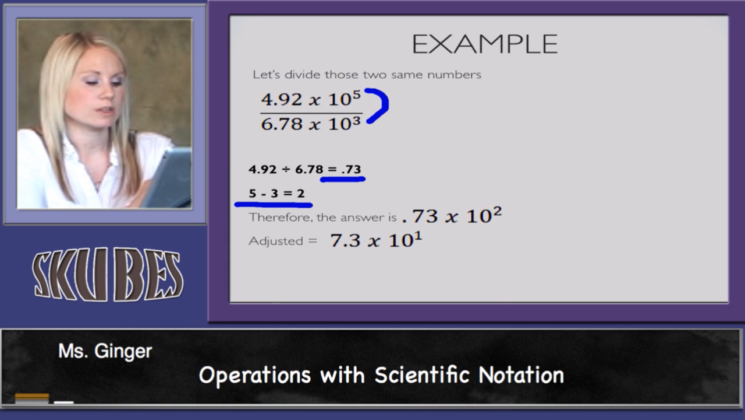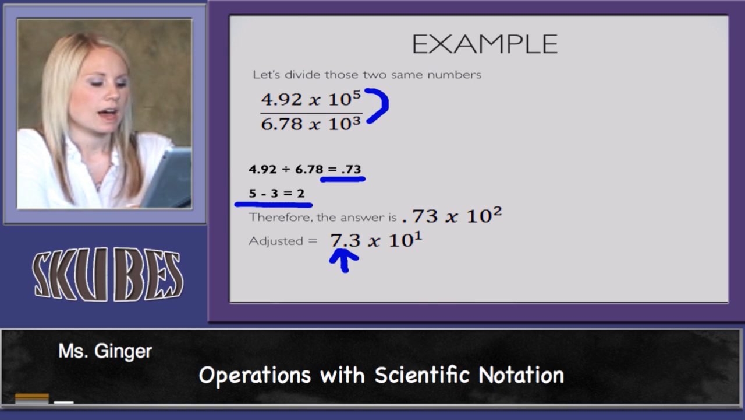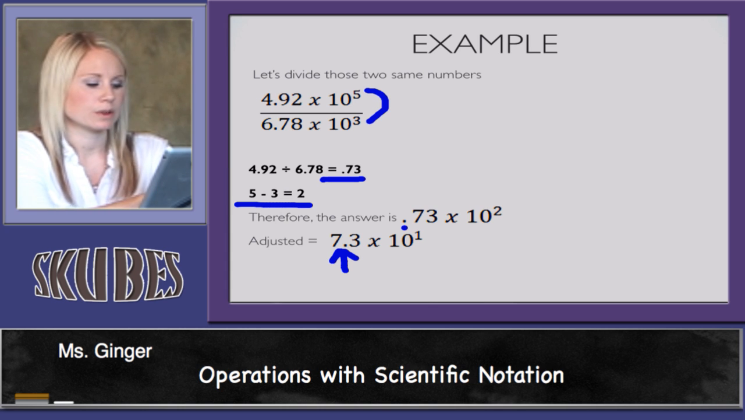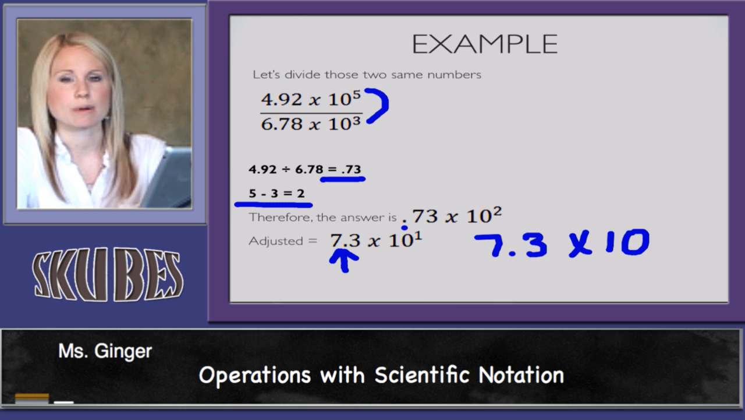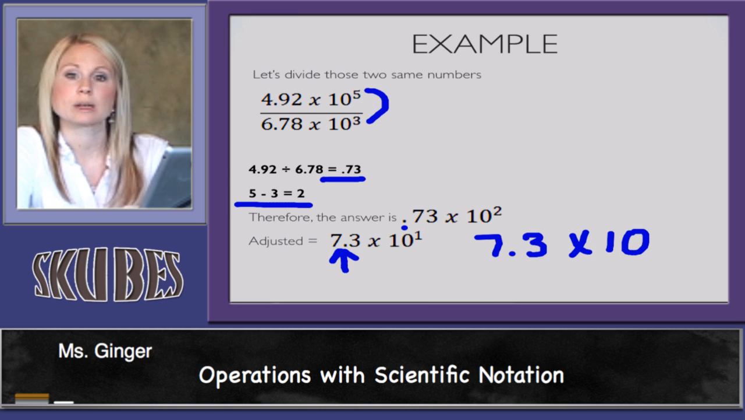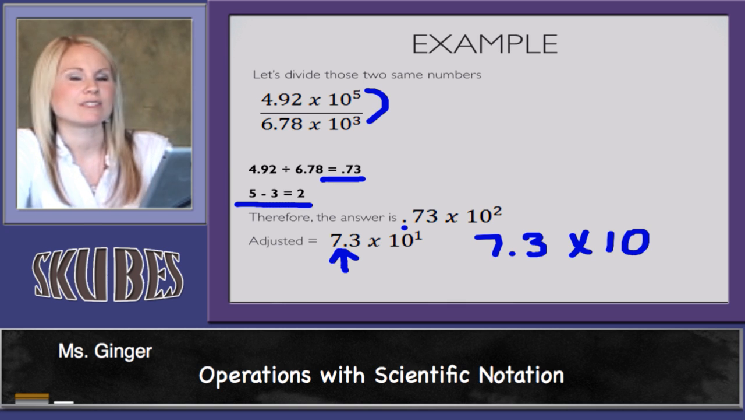But that is not proper scientific notation, so we're going to adjust it, making sure that that decimal is after the first non-zero digit. I had to move my decimal one spot to the right to make this happen. So instead of a power of 2, I'm going to have a power of 1 on my final answer. And you don't have to show a power of 1. Instead, you can just have times 10 without showing that power of 1 because it's implied if it is truly a power of 1. And this concludes our lesson on operations with scientific notation.